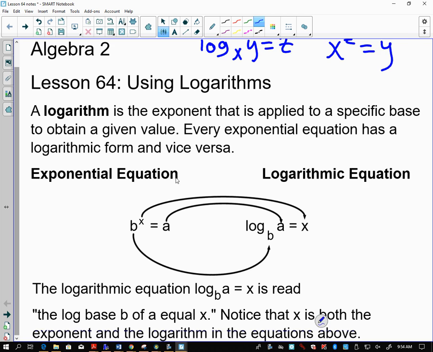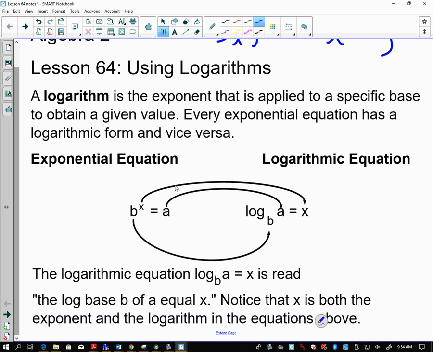So if we're looking down here, the logarithmic equation log base b of a equals x is read as the log base b of a equals x. Notice that x is both the exponent and the logarithm in the equation above. So a lot of this today is really just converting between log form and exponential form. And if you can do that, you're going to get a lot of these questions right.